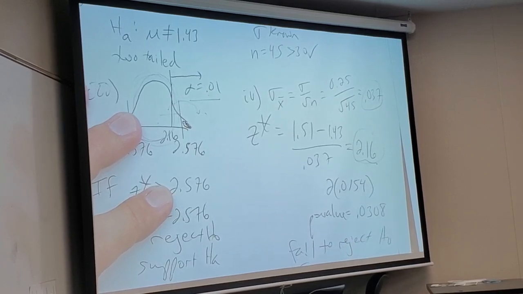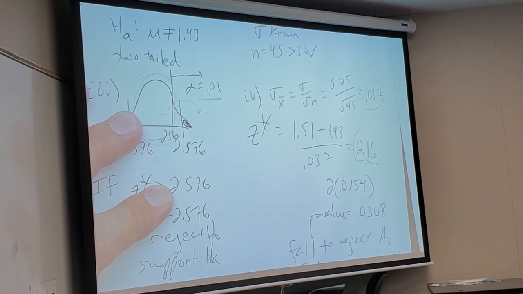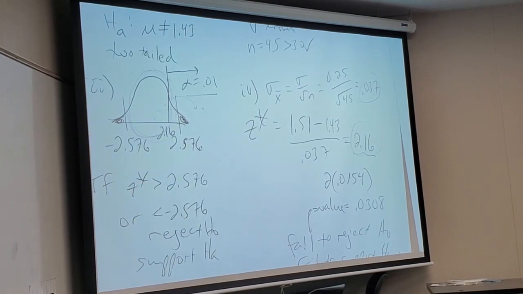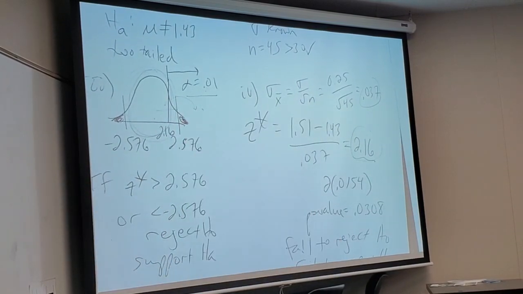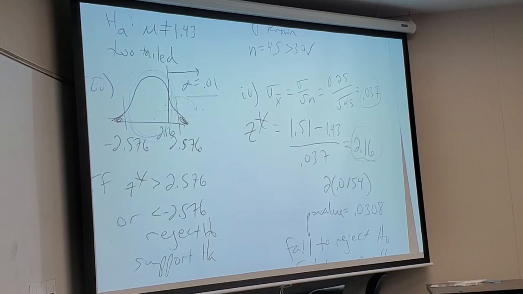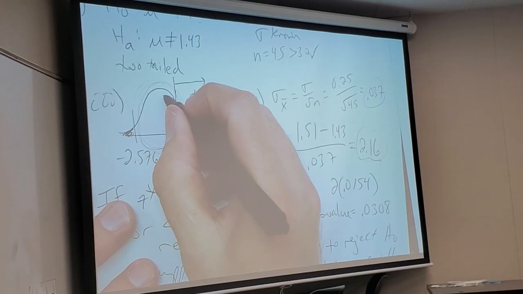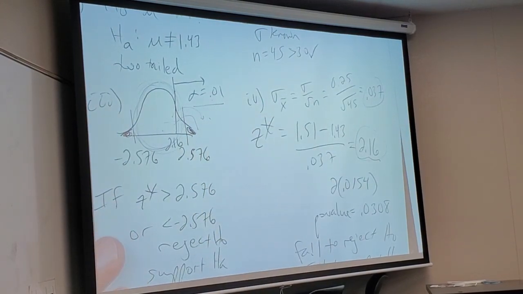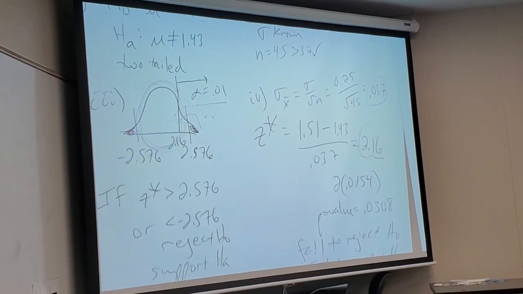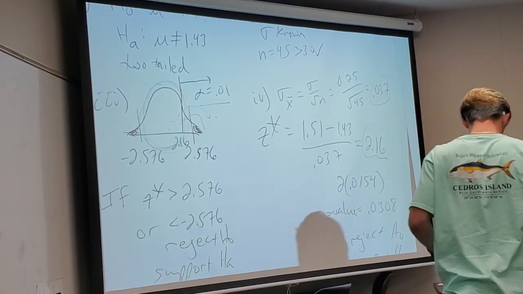We fail to support the alternate. Okay. So again, if you get into the appropriately named rejection region, you reject the null. Why does that make sense? The null thinks it should show up here. If I get out here, that's evidence he's wrong. If I don't get out there, that's not enough evidence he's wrong.